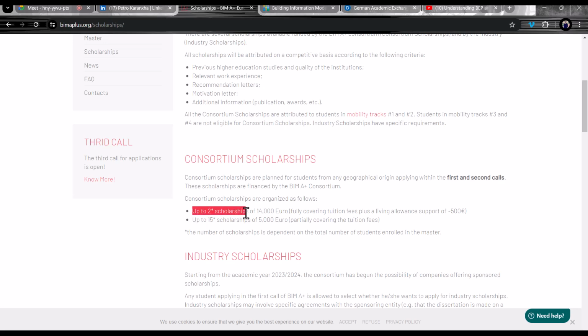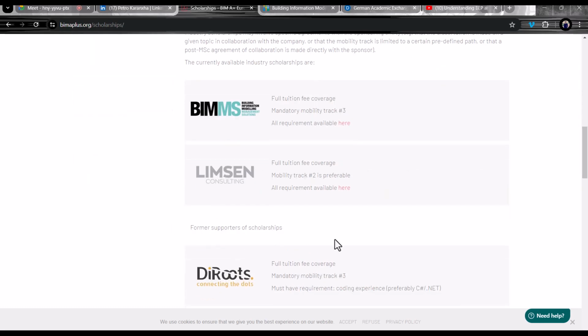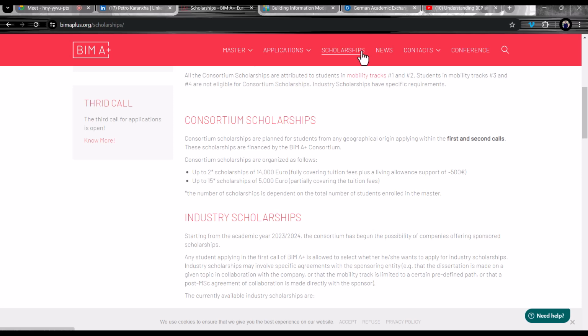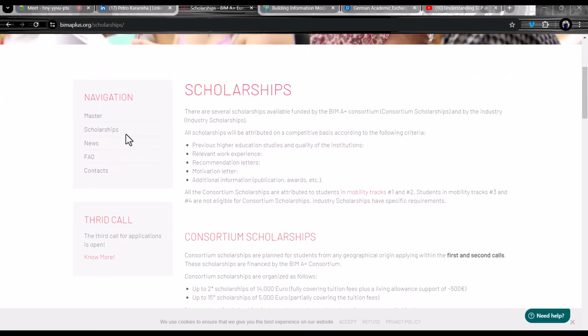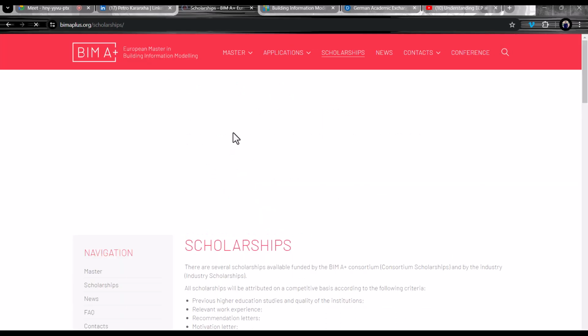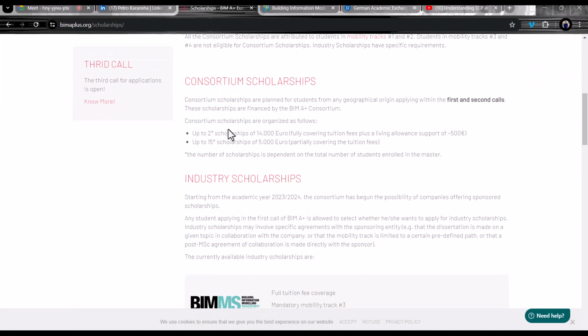Up to two scholarships of 14,000 euros, fully covering tuition fees plus living allowances as well, and also a support of 500 euros each month. Up to 15 scholarships of 5,000 euros partially cover the tuition fees and some of the fees you might have to pay. Even if some of the scholarships don't cover, you can take an educational loan or some other type of scholarships, and you can combine as well. Erasmus Mundus is one of the scholarship names which you can see over here. First and second call, you can get these types of scholarships.